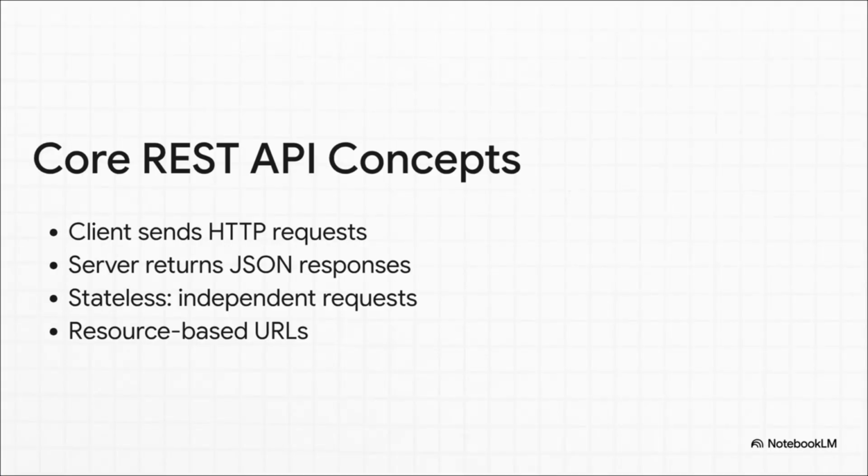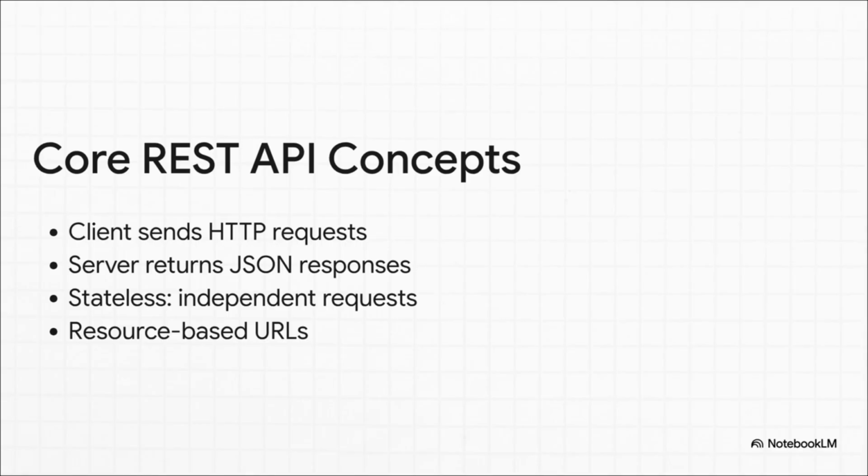Okay, so at its core, a REST API, which stands for Representational State Transfer, is basically just a way for applications to communicate over standard HTTP. The setup is beautifully simple, really. A client application sends an HTTP request, and the REST API server processes it and fires back some data, usually in JSON format. Now, there are two absolutely crucial things to keep in mind here.